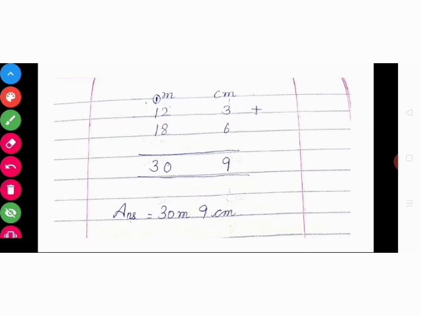Add this: 3 plus 6 is 9, 2 plus 8 is 10. So you write it as 0 here. Carry over 1 in next place. So 1 plus 1 is 2, 2 plus 1 is 3. Your answer is 30 meter 9 centimeter.